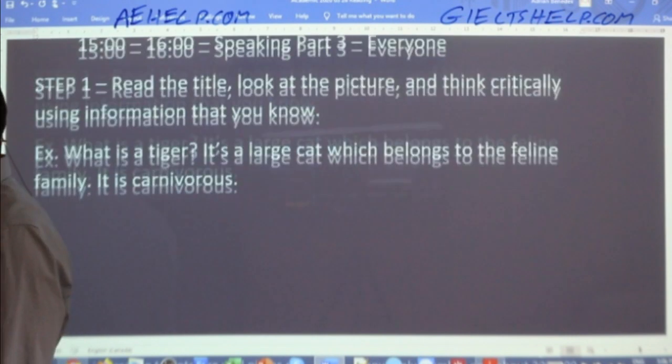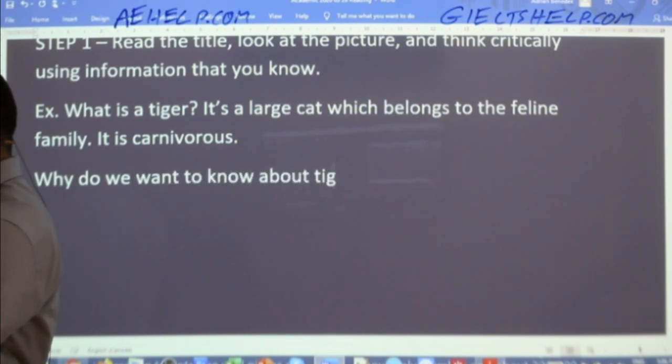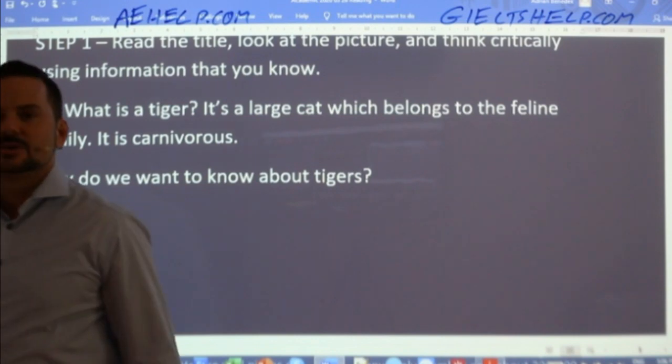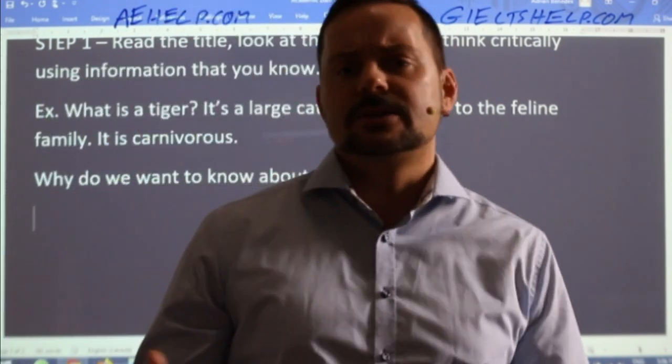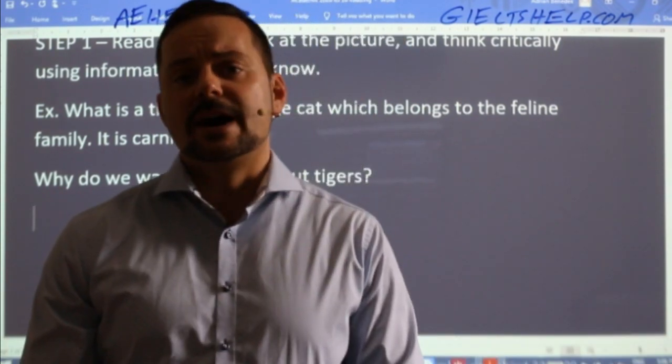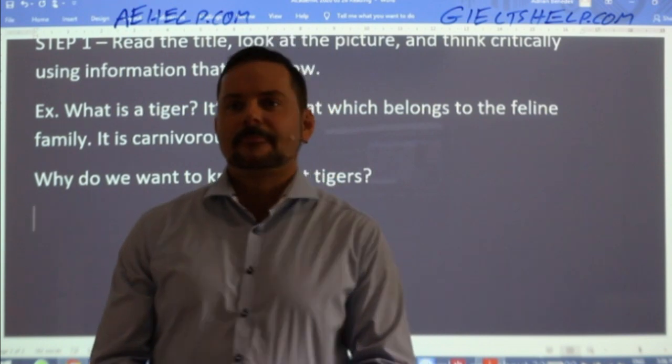So why do we care about tigers? So you thought about the tiger, you think about what it is. Why do we want to know about tigers? That's your next question. So why would you want to know about tigers? Why are these animals interesting? What makes them worthy of an IELTS passage or of information? Why read about them?